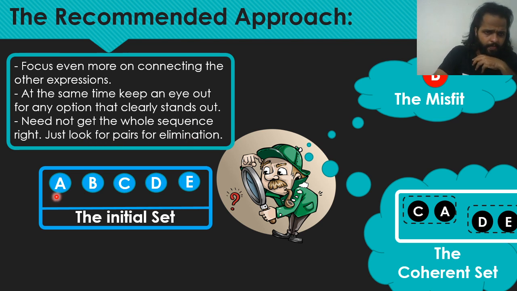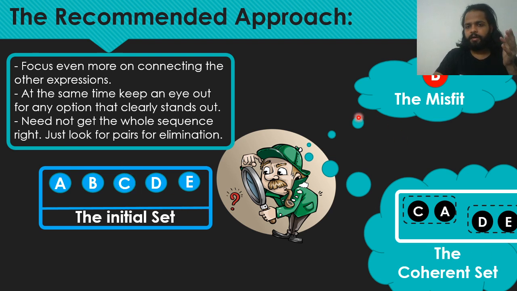Okay, for example, let's say you have five sentences here, and let's say B is the odd one out. You don't know that yet. You go across these sentences and you somehow realize that C and A would make a perfect pair, like A should definitely follow C, right? Maybe there is a pronoun in A that refers back to an antecedent in C, maybe there is some commonality in topics, maybe there is a logic that connects them very strongly, so that C and A definitely go together. In that case, if you're really sure, you can clearly eliminate C and A from your choices, because if they go together, they have to be part of the coherent set.